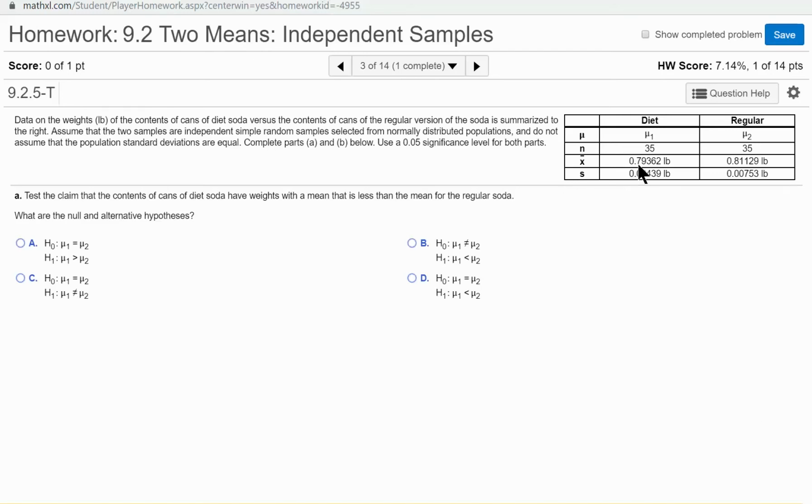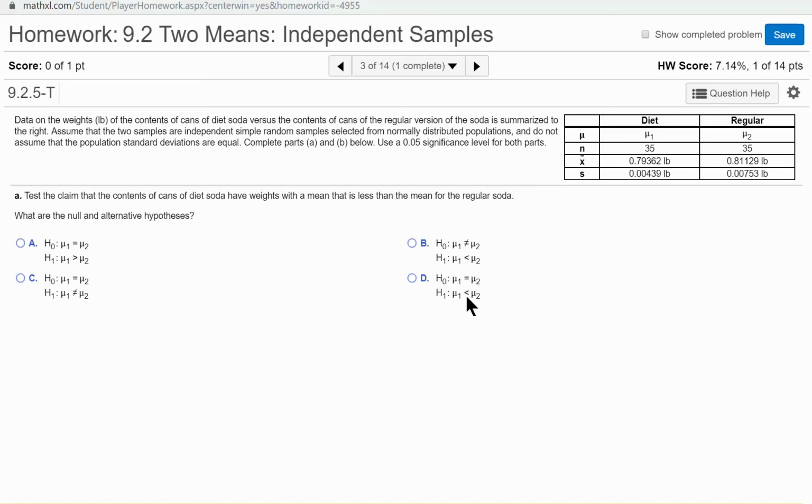Assume that two samples are independent, simple random samples selected from normally distributed populations, and do not assume that the population standard deviations are equal. All right, so part A says test the claim that the contents of the cans of diet soda have weights with mean that is less than the mean weight for regular soda. And diet is mean 1 and regular is mean 2. So if diet has a lower mean than regular, this is a left-tailed test.